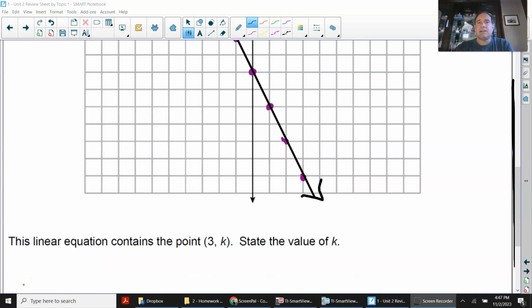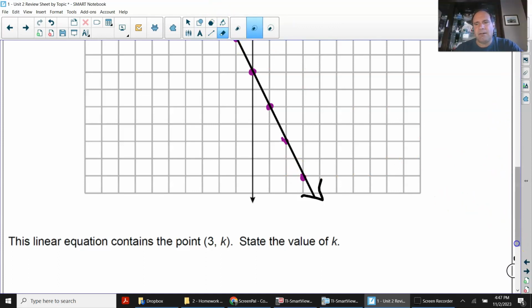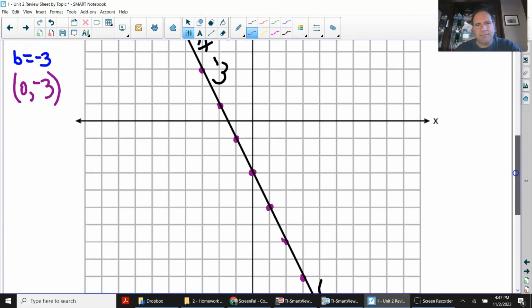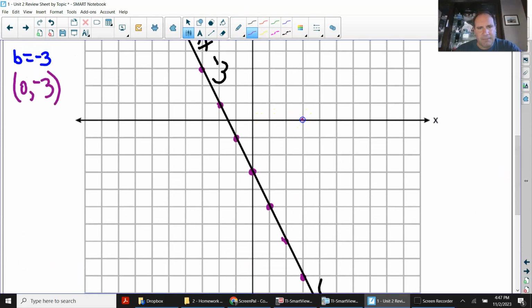One more question that's on the bottom. This linear equation contains the point 3 comma k. State the value of k. You could use the graph for this. All right, so it says that the x value is 3. So if the x value is 3, I'm just going to go back up to the graph and go over the 3 and go down all the way to the y value. And let's see what it is.